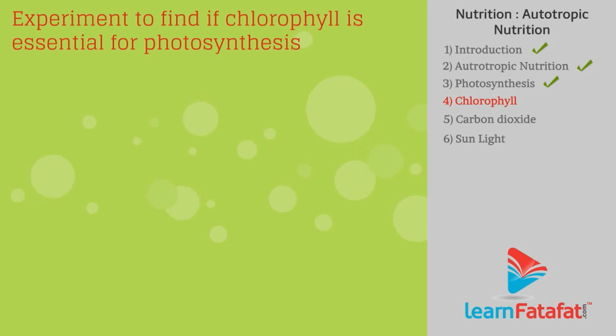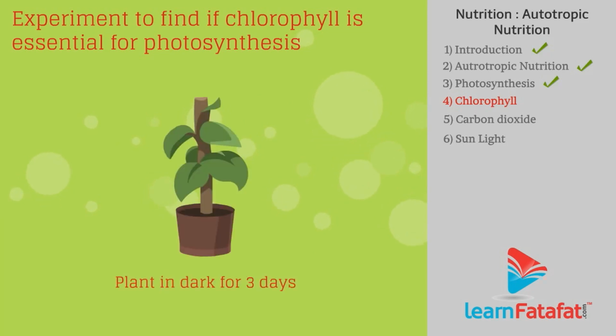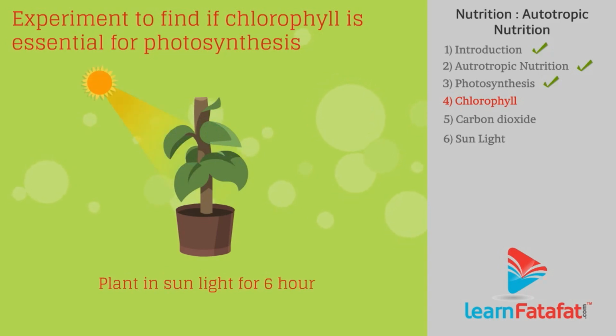Experiment to find if chlorophyll is essential for photosynthesis. Keep a plant in the dark for 3 days. The plant uses up reserved starch. And then place the plant in sunlight for 6 hours. So the plant produces new starch.